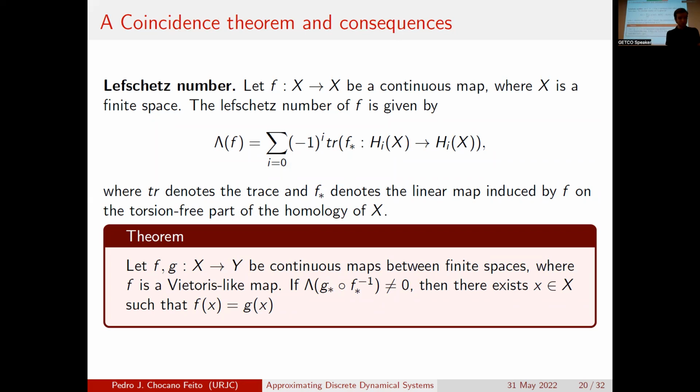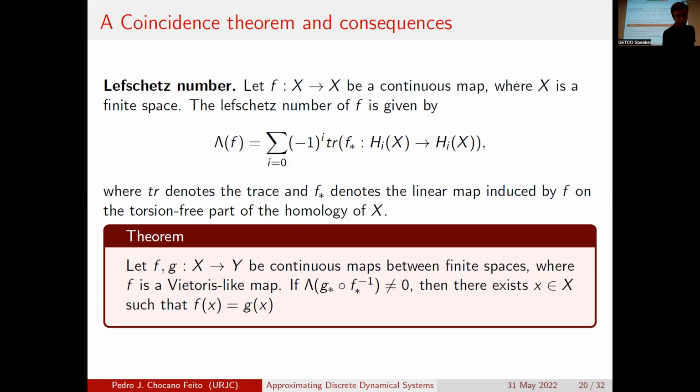This theorem essentially tells us that if we have a couple of continuous maps from X to Y, and one of them is a vectorized-like map, this number is well defined because F is a vectorized-like map, so it is an isomorphism in homology. So this number is well defined, and if this number is non-zero, then we have a point satisfying this condition. So we have a coincidence point.